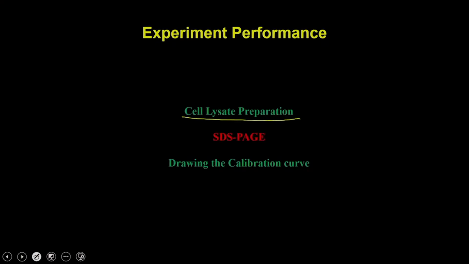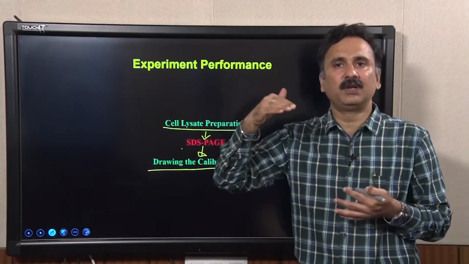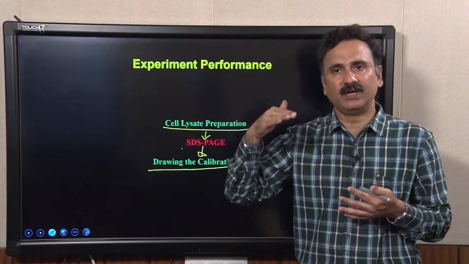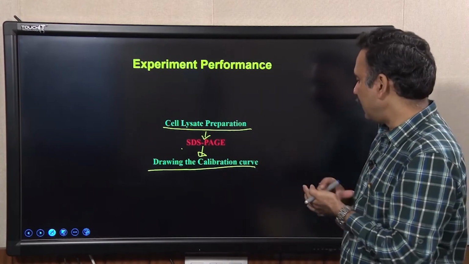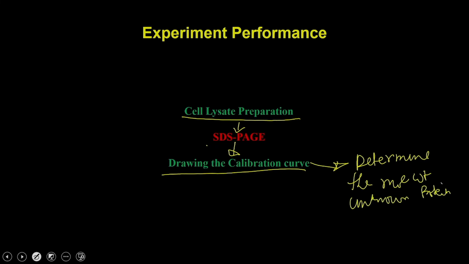So, first you have to prepare the cell lysate, then perform the SDS PAGE, and once you are done with the SDS PAGE, you can draw a calibration curve. The calibration curve shows how the gel resolves proteins of different molecular weights, and that calibration curve can be used to determine the molecular weight of the unknown protein. Let us see how to do that.